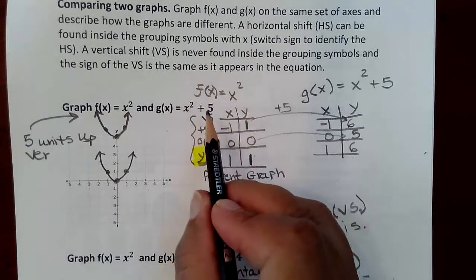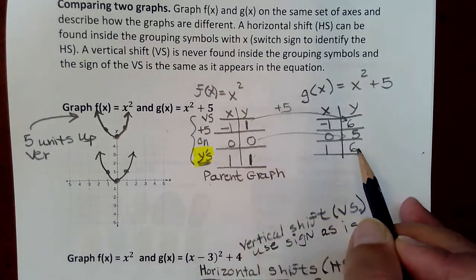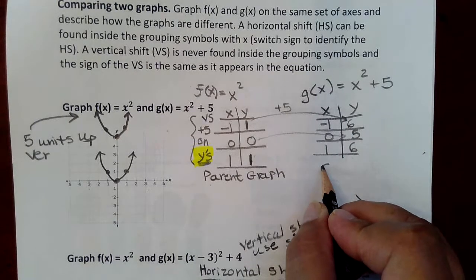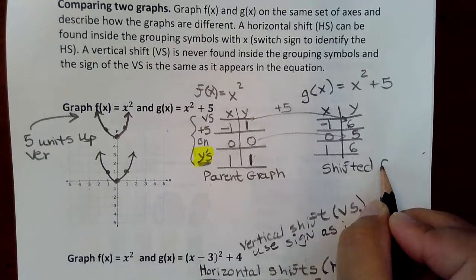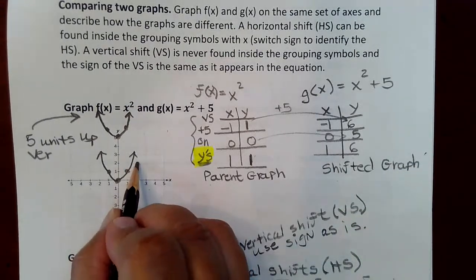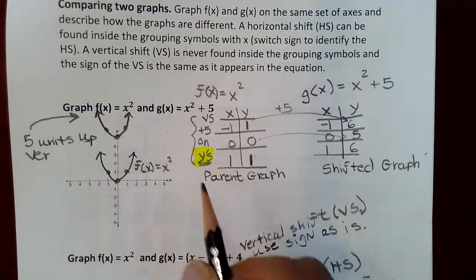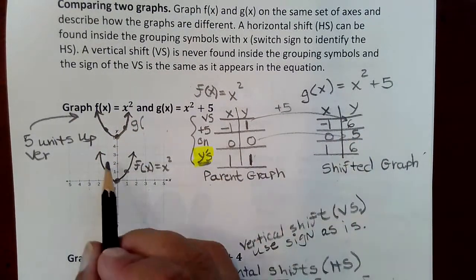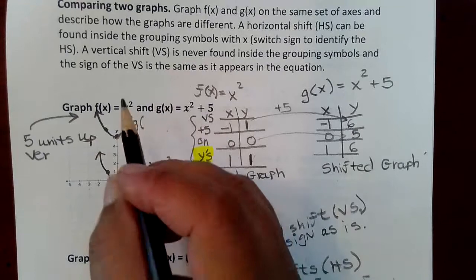So the vertical shift is +5. It's just 1 + 5, 6. 0 + 5, 5. 1 + 5, 6. So you have this new set of points on your shifted graph, which is called the g of x graph. Okay, so here you have the parent graph. This was the f of x function equal to x squared. And then you have the new graph, g of x, which was just simply these points plotted, -1, 6, 0, 5, and 1, 6 to get this new graph.